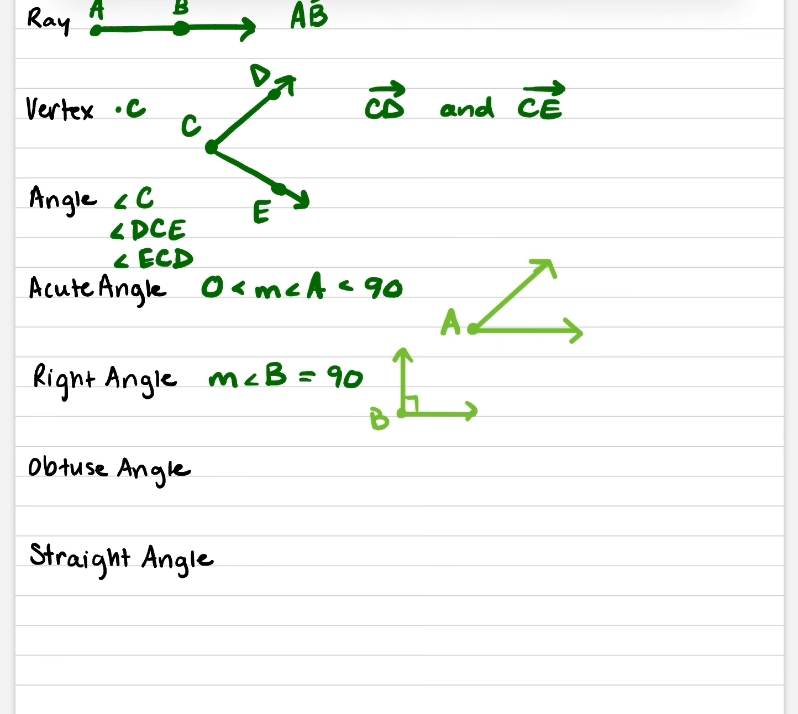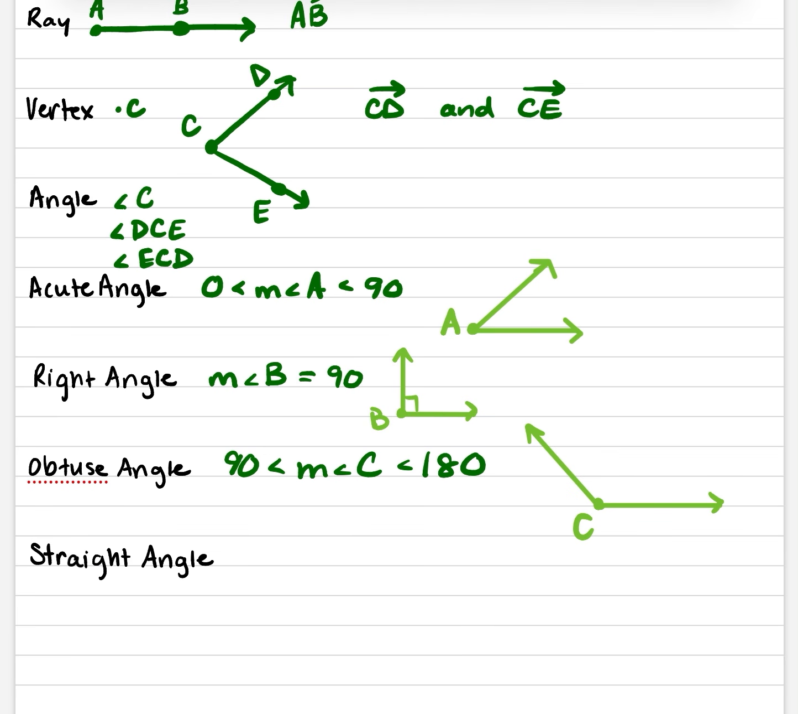An obtuse angle is where we have anything from 90 to 180 degrees, non-inclusive of 90 and 180. So it could be 90.1 degrees or 179.9. It could be really close to 90 and 180, but just not including those. So here's an example of what an obtuse angle might look like. I've got rays as the sides, angle C, vertex C there, maybe 120 degrees here.